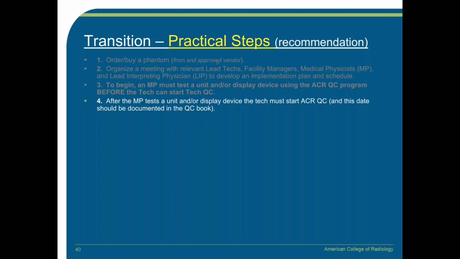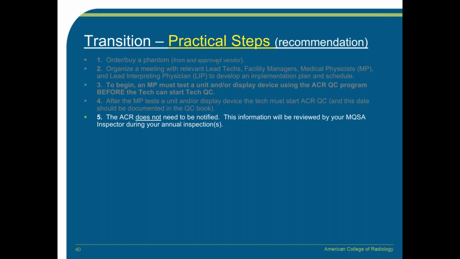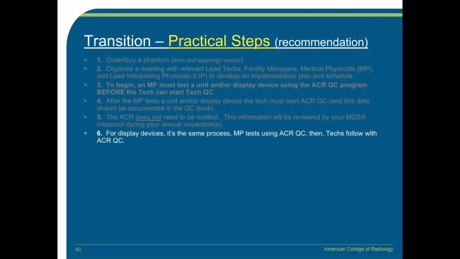After the physicist does the testing, then the tech must start the ACR program. So you can't wait six months to do the tech QC if the physicist did the testing six months ago. You have to follow it directly after the physicist. The ACR does not need to be notified of this date or this happening. This information will be reviewed by MQSA inspectors during your annual inspection. So as long as you note this transition date in your books, that's all you need to do. You do not need to call the ACR.